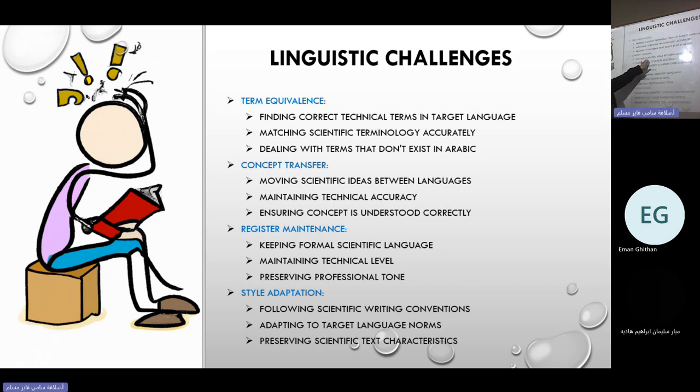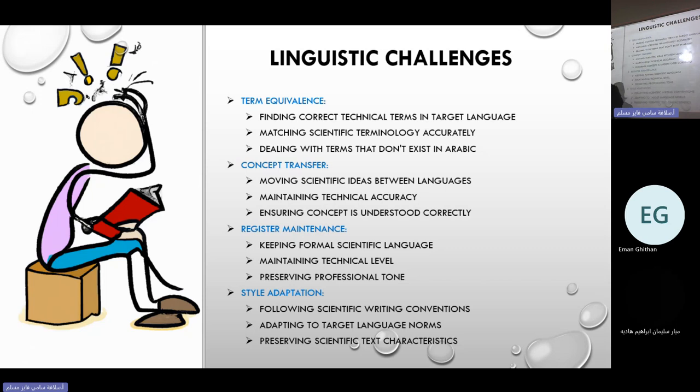Concept transfer: moving scientific ideas between languages, maintaining technical accuracy, ensuring the concept is understood correctly. Register maintenance. What does register mean? A register is a place where you put your terminologies that are related to a specific topic. When we talk about the environment, for example, we have specific jargons that belong to this register, that we can use in other places.